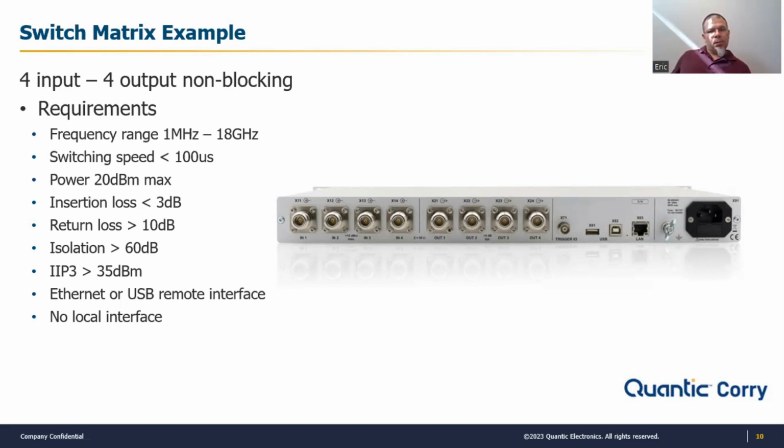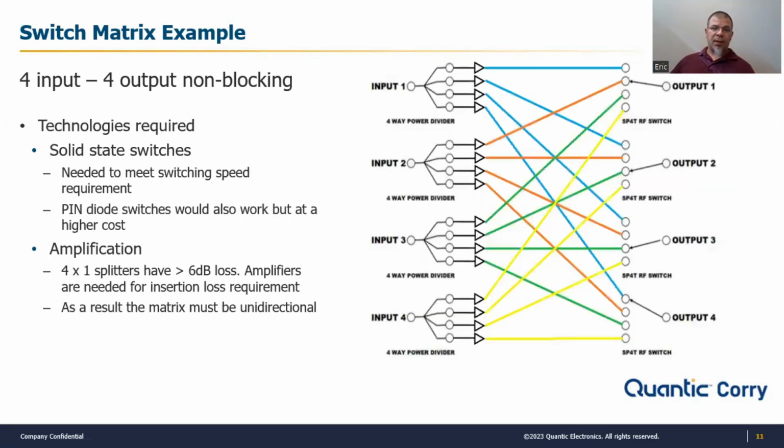So which technologies then would be required in this case? For this case, solid-state switches would probably be your best bet. The reason is you need the fast switching speed. Mechanical relays cannot switch that quickly. PIN diode switches can, but they come at a price premium. And in this particular application, they're not required because the power input is low enough that a solid-state FET-based switch will do the job here and do it well.